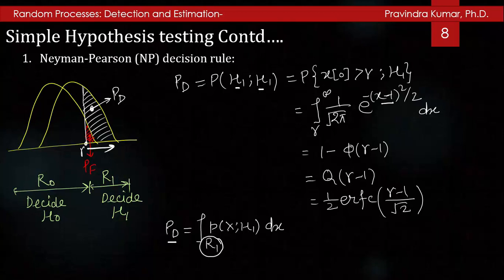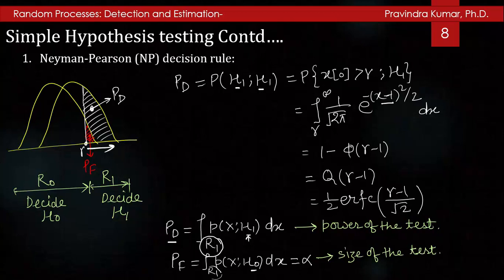and this is known as the power of the test. And the probability of false alarm means H0 is true, but we have taken the decision in favor of H1, meaning we have taken the integration in the critical region, the region R1, and this is known as alpha, the size of the test.